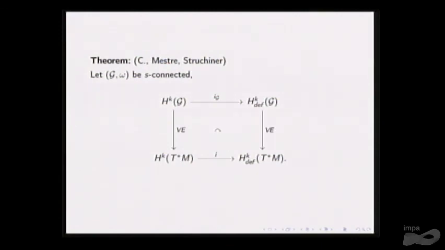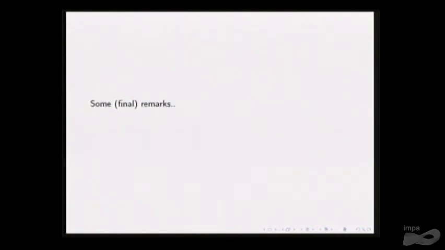And the second remark is that much of this theory about deformation of symplectic groupoids can be naturally made also for twisted symplectic groupoids. So that's all. Thank you.